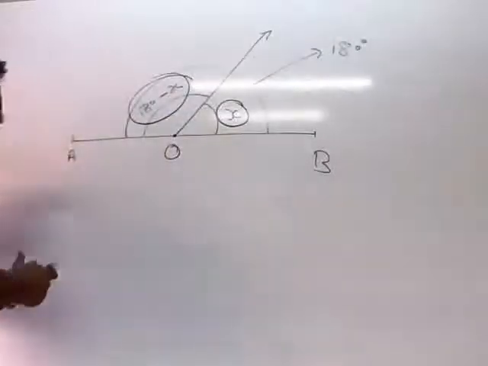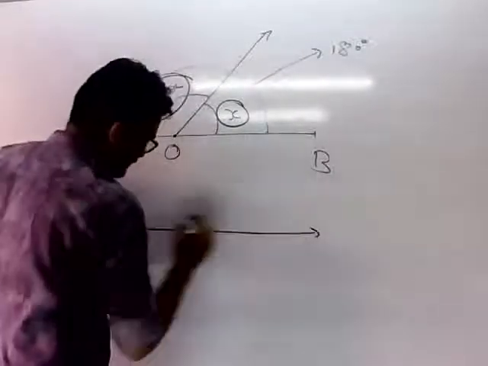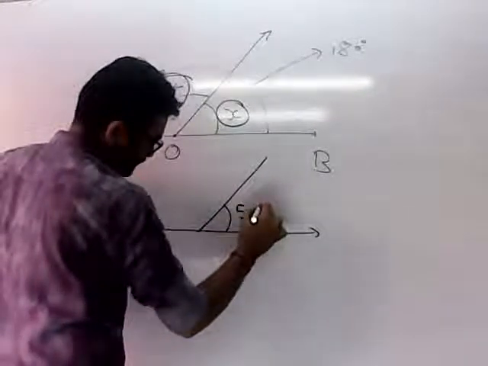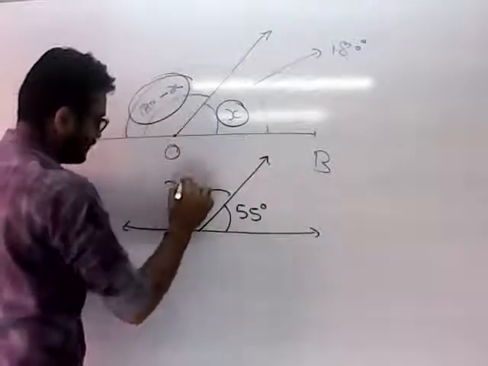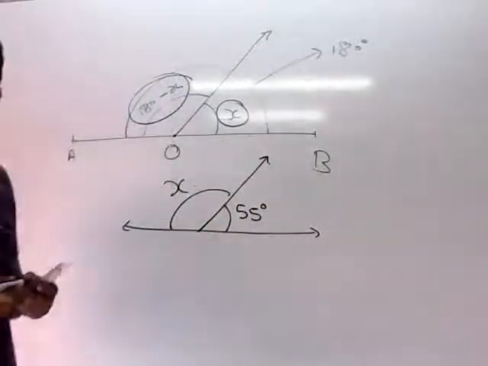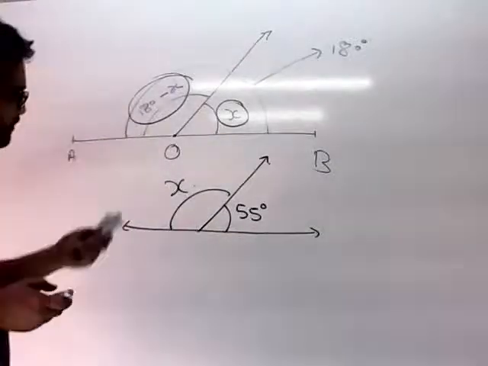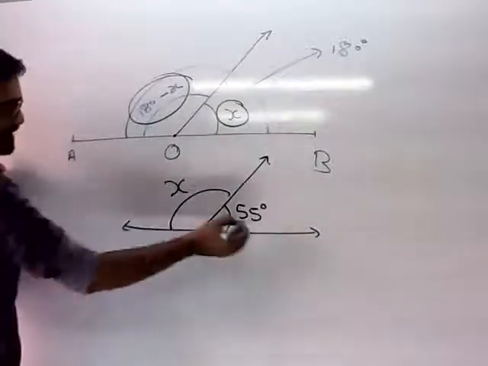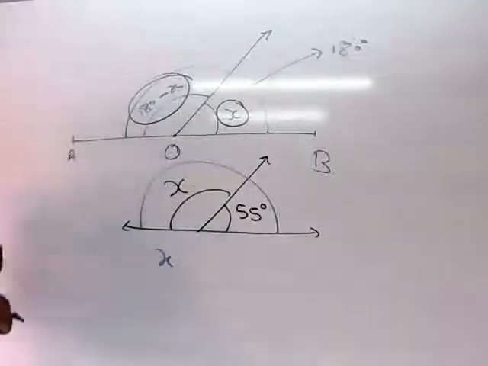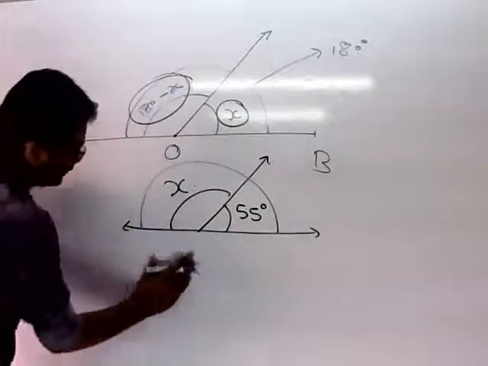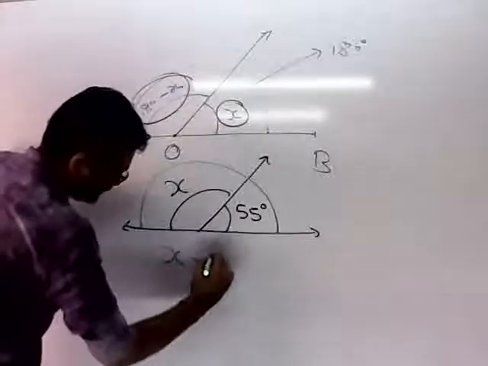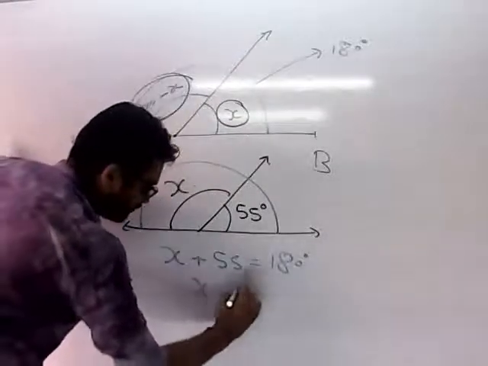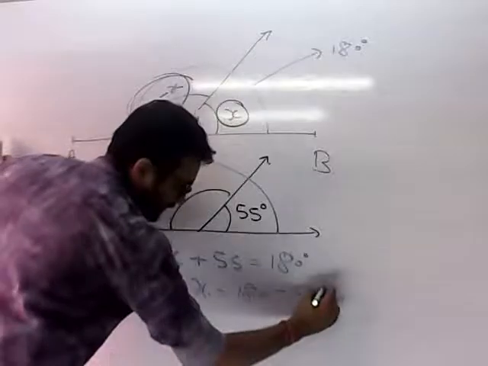Now suppose, let's take an example of this. Suppose we have an angle, this is of 55 degree, and we need to find this x. So how can we find this x? We know the whole angle from here to here is 180 degree. So x plus 55 is equal to 180 degree. So x is equal to 180 minus 55 degree.